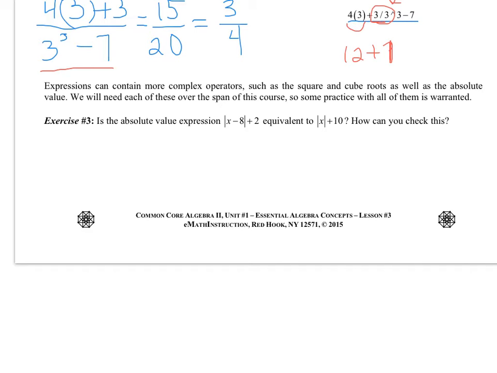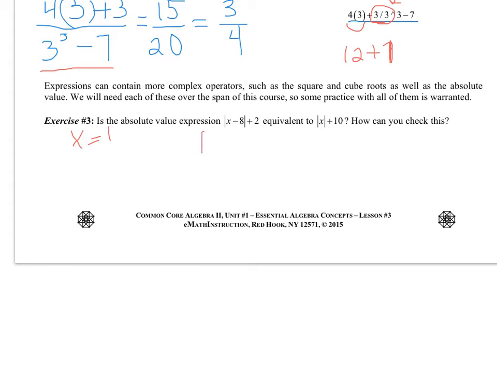So let's remember, absolute value is going to find the distance a number is from 0. And we're going to use the absolute value bars sort of like parentheses. So we're going to do whatever's on the inside first. In this case, they didn't ask us to plug a value in for x, so we can always choose a number to plug in to check these. So I'm going to use x equals 1. And I'm going to plug 1 into x for both of these examples.